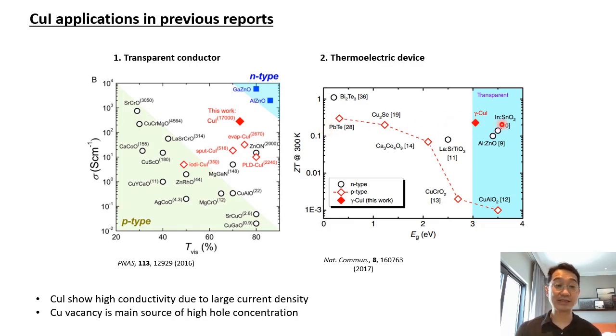But as you can see, the normal copper iodide film shows very high conductivity and a large current density. Copper vacancies are automatically generated when you make the film, and they are the main source of such a high hole concentration. Therefore, to apply copper iodide as a transistor channel semiconductor, we should effectively reduce the hole density, the hole concentration, in the copper iodide film.